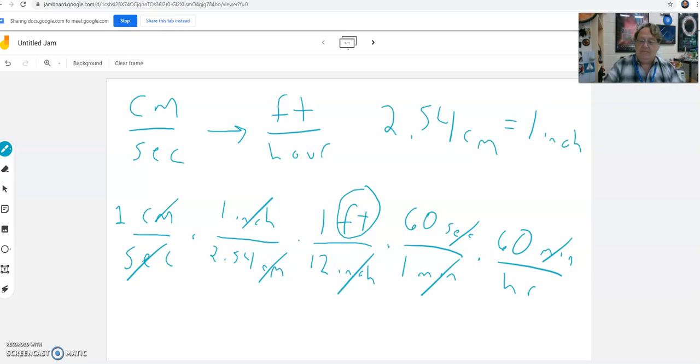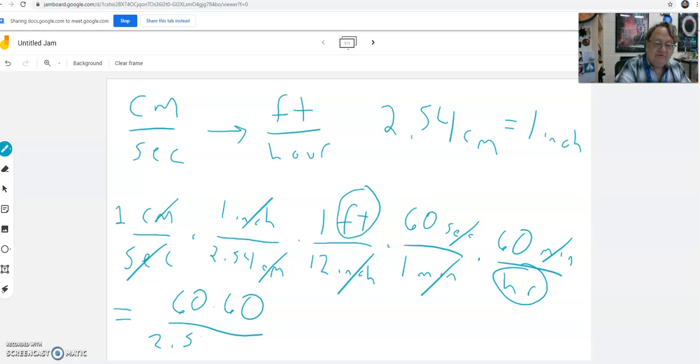In fact, because I'm going to have hours in the denominator. So, in fact, what is my actual answer? Well, the numerator is going to be equal to 60 times 60 all over 2.54 times 12. So, let's take a calculator here.